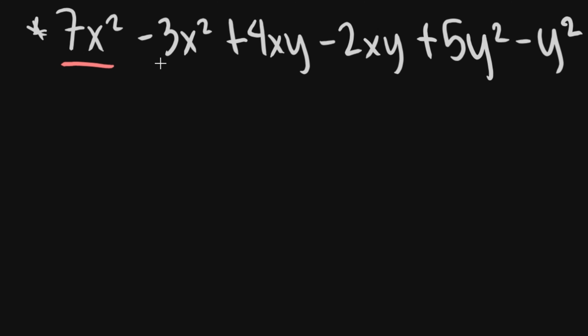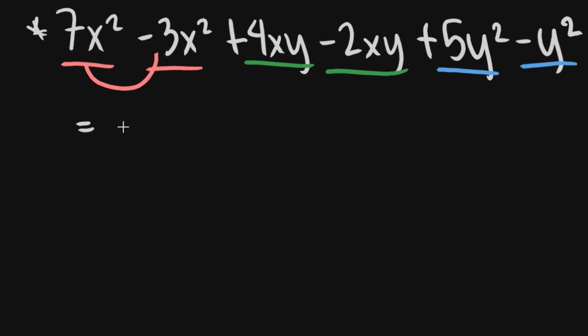7x squared and negative 3x squared are both similar terms. Therefore, they're the only ones that should be combined. 4xy and negative 2xy should be combined also because they're similar terms, and 5y squared and negative y squared should also be combined together. So let's just do that.